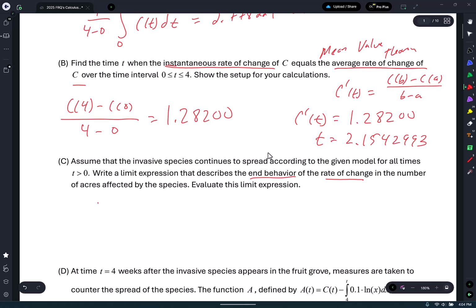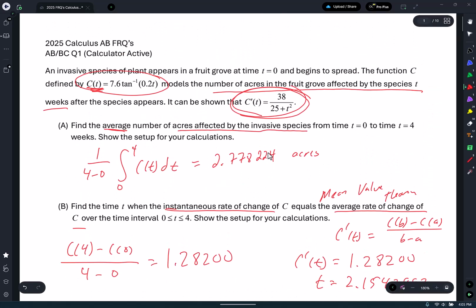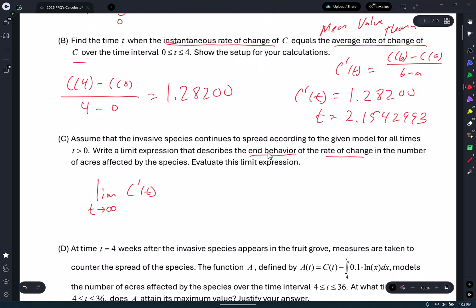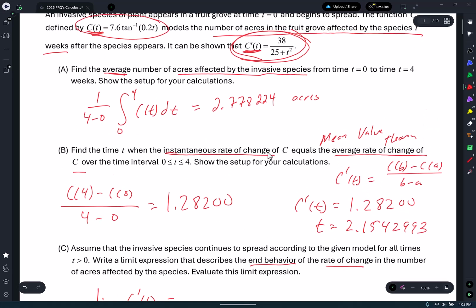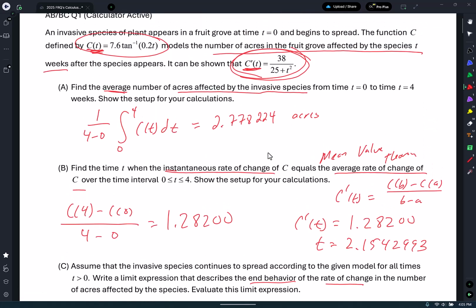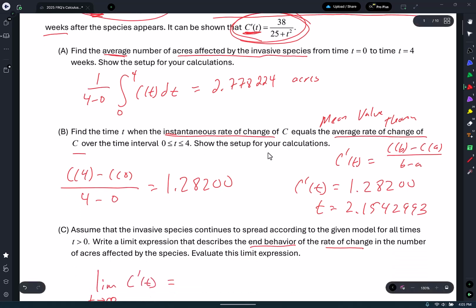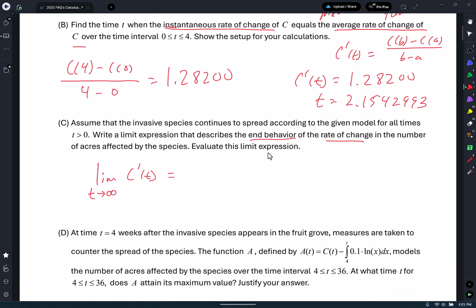So I'm going to write limit, and since it says end behavior, as t approaches infinity, of C prime of t. And you don't have to use C prime, since they're giving it a name, I would use C prime, but you can write it as 38 over 25 plus t squared if you want. I think this is appropriate. I'm not saying that it's going to be appropriate for all situations, but I think this is okay. And I'm just going to write what the end behavior is. So 38 divided by a huge number. What is that going to approach? What do you think? Take a guess.